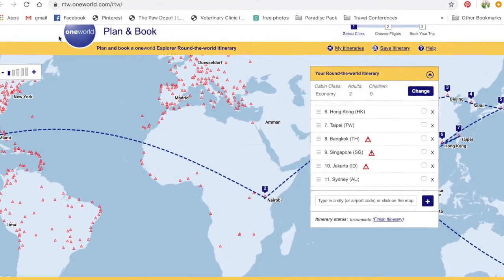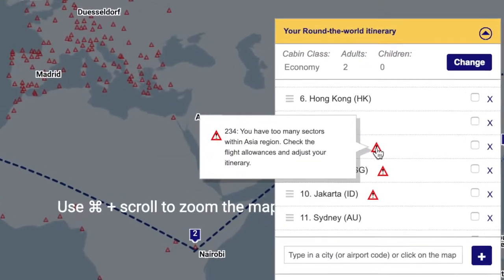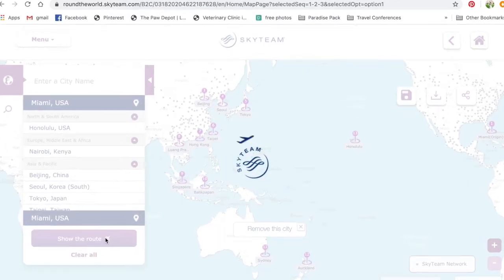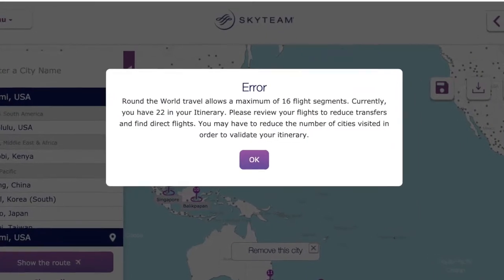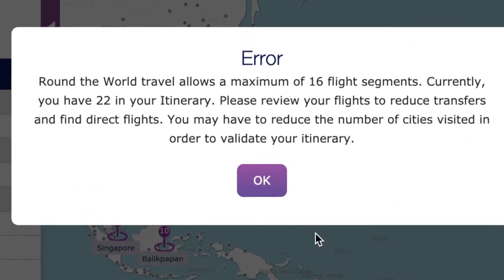Then I tried One World. Apparently I had too many segments in Asia, and so they couldn't allow it. And then I did SkyTeam, and they just said I had too many segments in all, which I thought was funny. They said I had more than 22 segments when I only have 12, 13 cities I'm flying into. But what that could mean is, in order to fly to this city, I'd have to fly here and here, have some stopovers, that sort of thing.